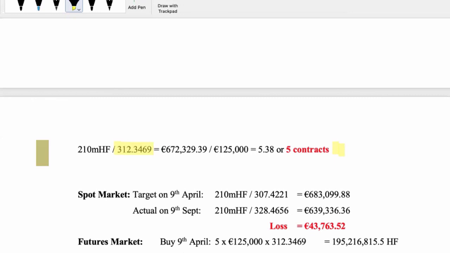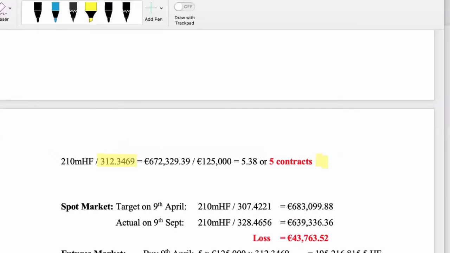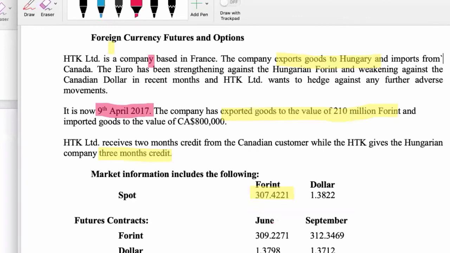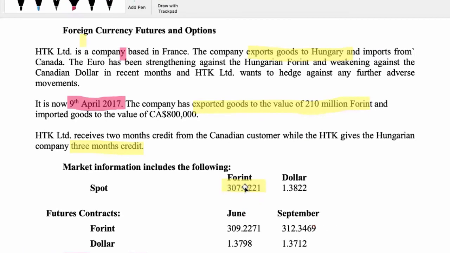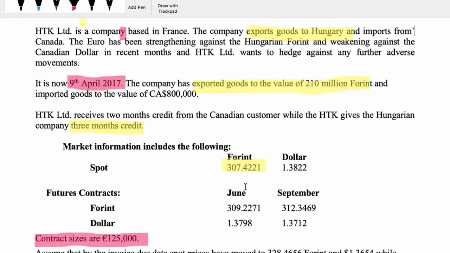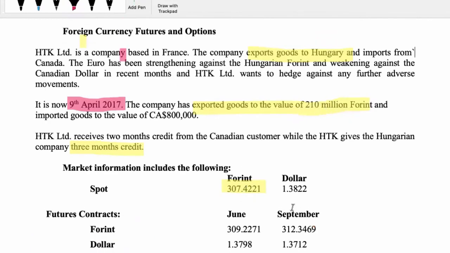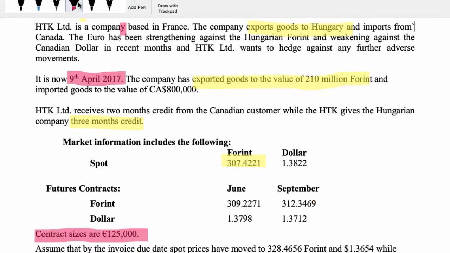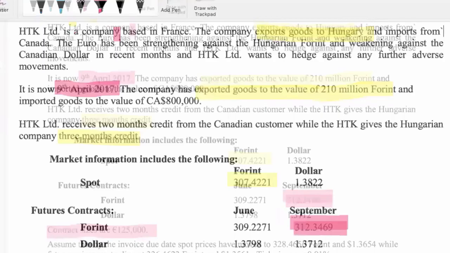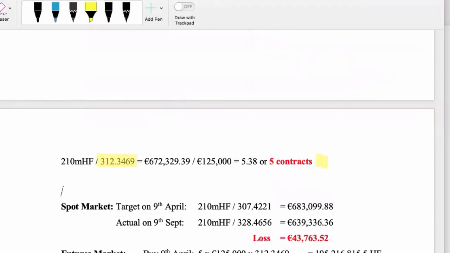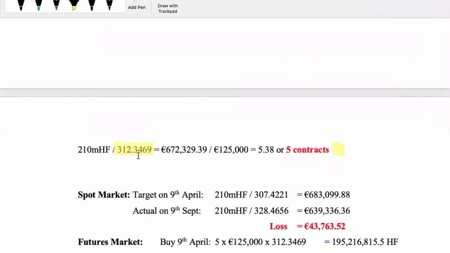So again, I'm going to show you where this is coming from. In the question, we've highlighted a spot, it's 307. We're not dividing the 210, there's the 210 million forint. We're actually using the September futures price there. Okay, that's what we're dividing into, the 312. This will get us the number of contracts. So 210 divided by that, 312.